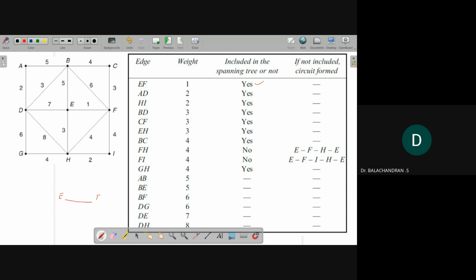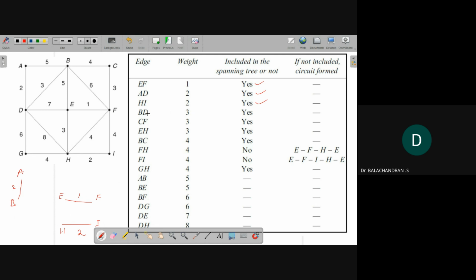This is step number 1. Weight is what? 1. Next, AD. Okay. So here, next, AD. Step number 2. You should draw both the edges. AD weight is what? 2. Next, 2, HI. HI is okay, I included. This is step 3. So step 3, all the 3 edges should be there in the graph.